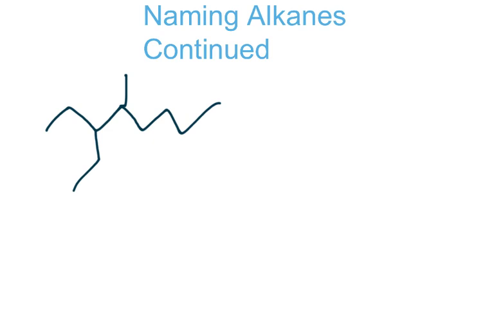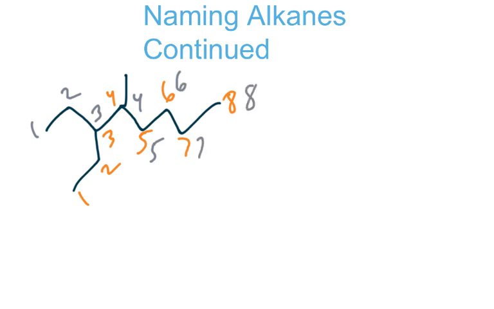We focus on naming the longest parent chain. So what would be the longest parent chain here? So let's start here. 1, 2, 3, 4, 5, 6, 7, 8. Okay, or I can do 1, 2, 3, 4, 5, 6, 7, 8. But if you noticed, the gray and the orange is the same exact thing, so we're just going to keep the orange and just not do the gray.